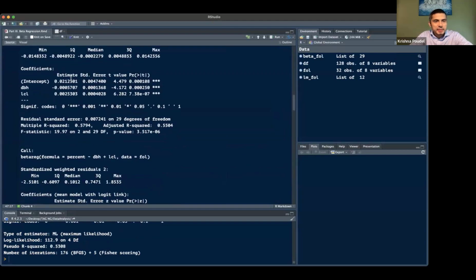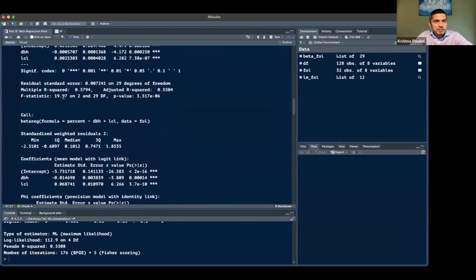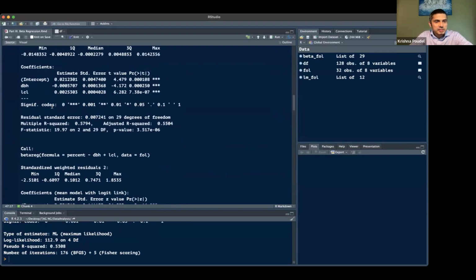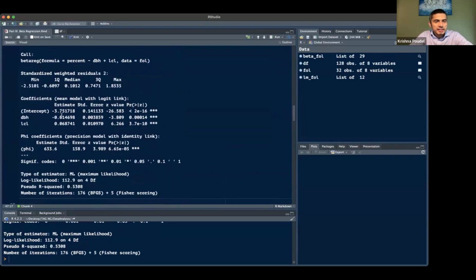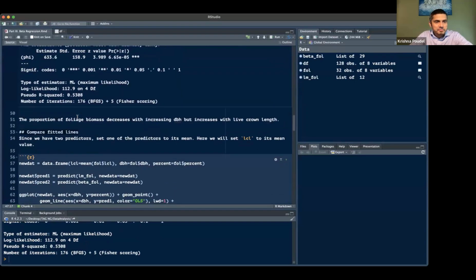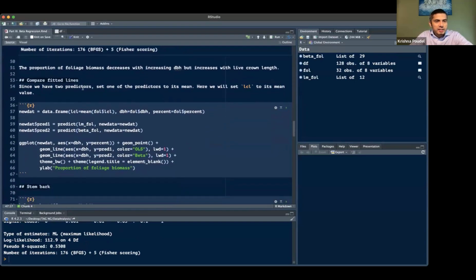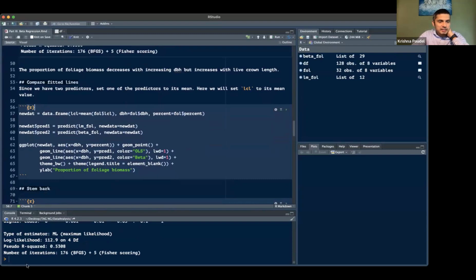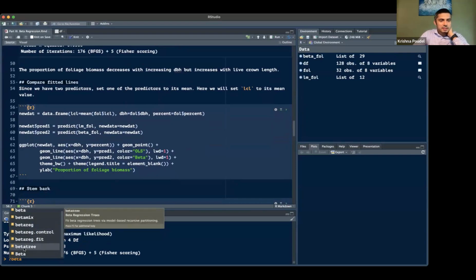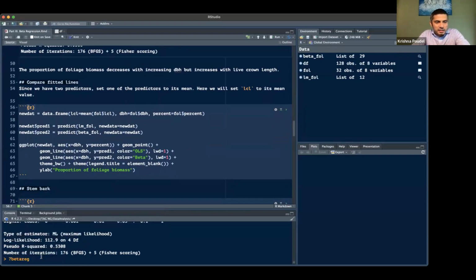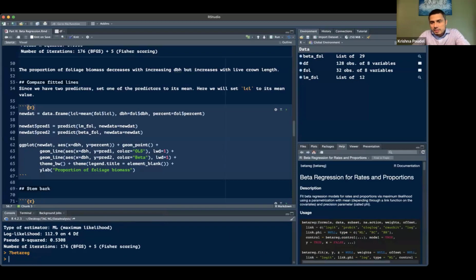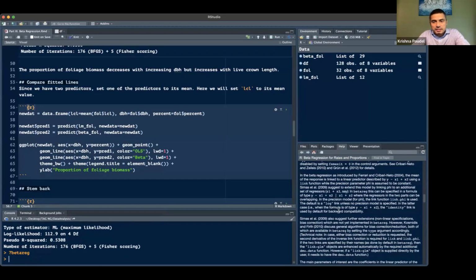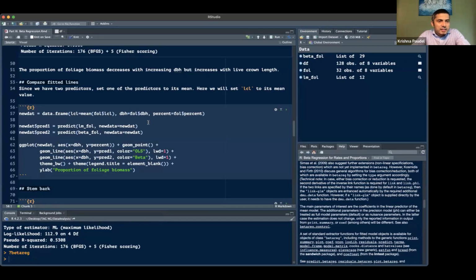And these are the parameter estimates. This is for the linear model. And these are for the beta regression. Okay, and there is a lot of information. Of course, you can look at the documentation for beta regression, for example if you type question mark betareg, then you can see all that information in the help document. So do that as well.